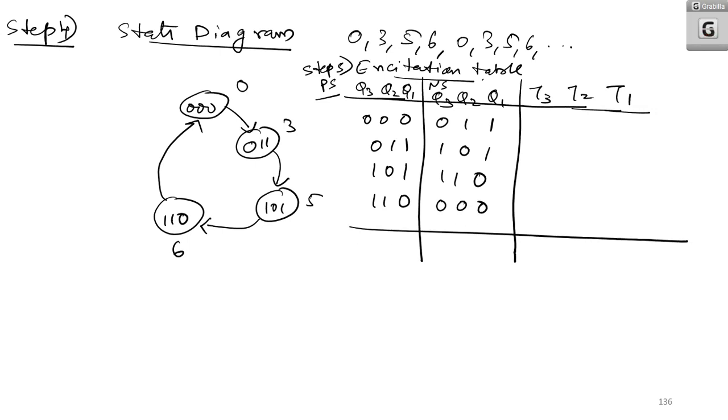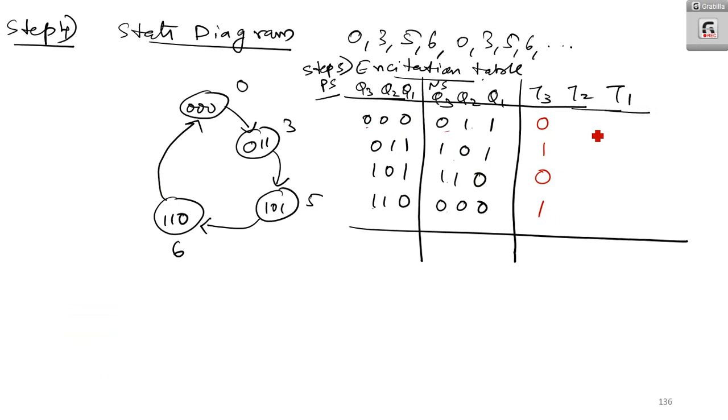Now let me write T. Okay. So here I am not taking the entire values. I am taking only the valid states. Q3: the variation of Q3 is from 0 to 0, that is 0. 0 to 1, 1. 1 to 1, 0. 1 to 0, it is 1. That is T3.